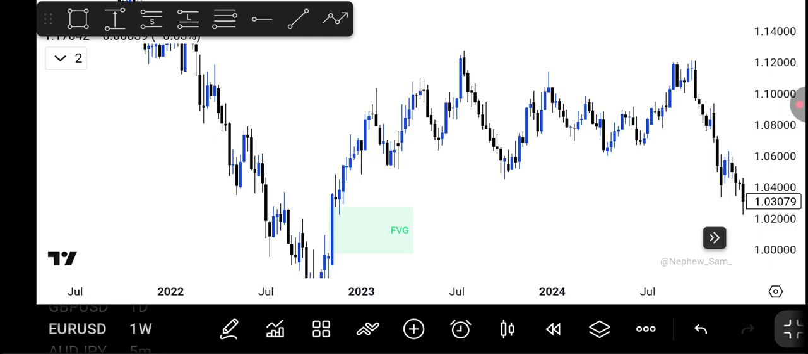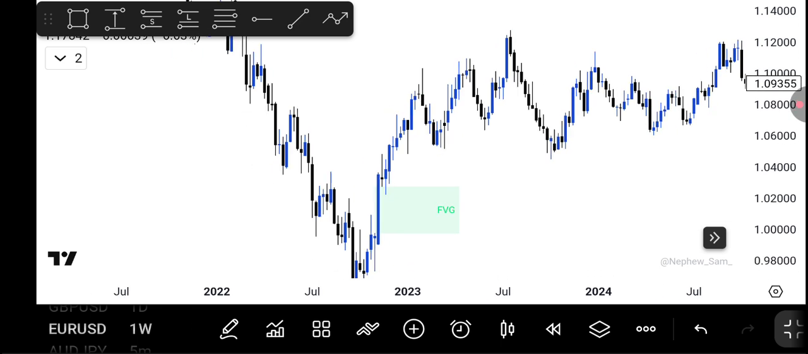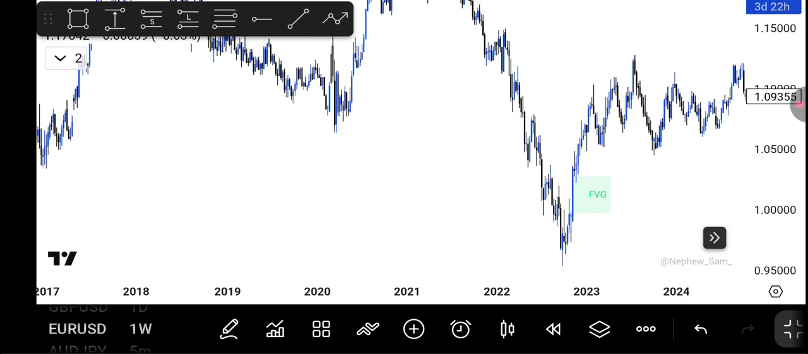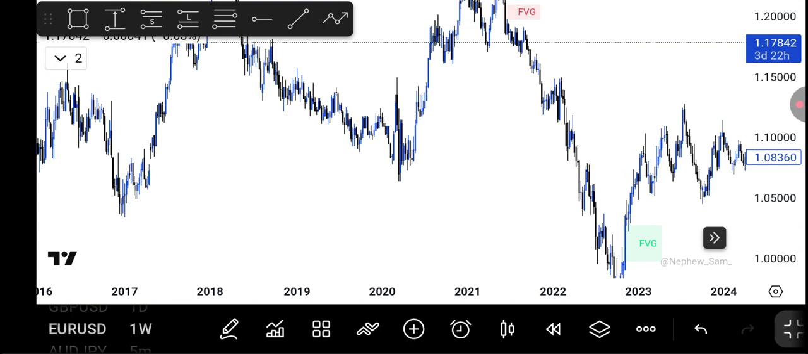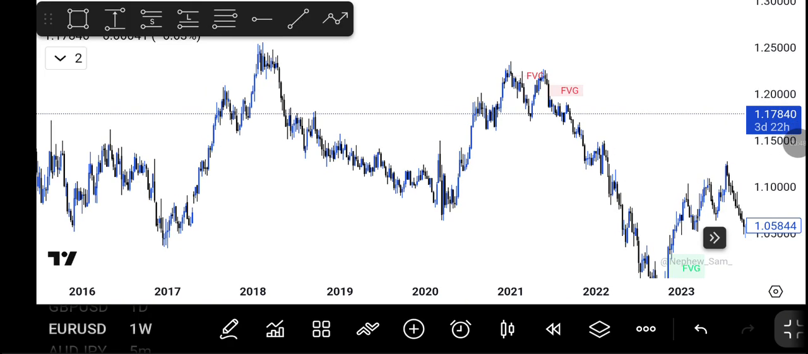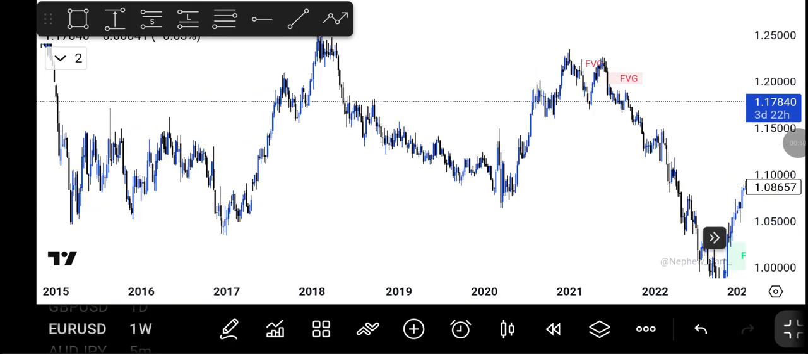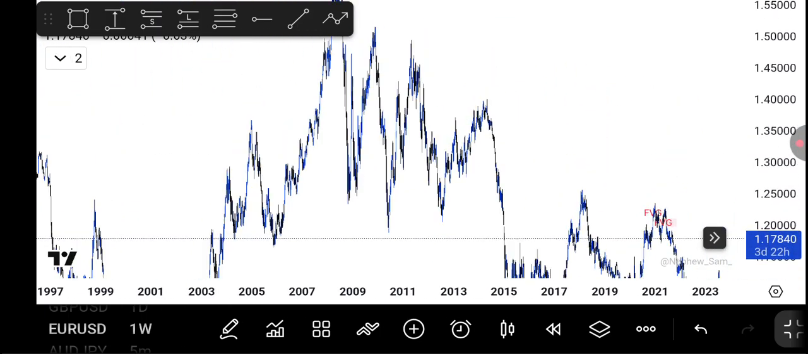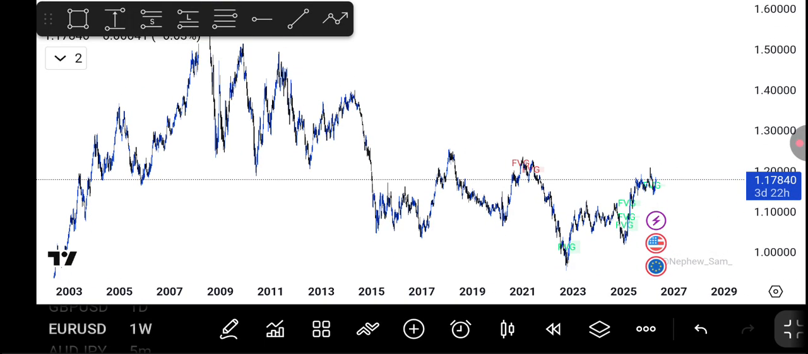So let's dive into our video. Let's see what the market has for us. Top-down analysis on EURUSD. So as you can see, this is EURUSD on the weekly time frame. What can we see on the weekly time frame?